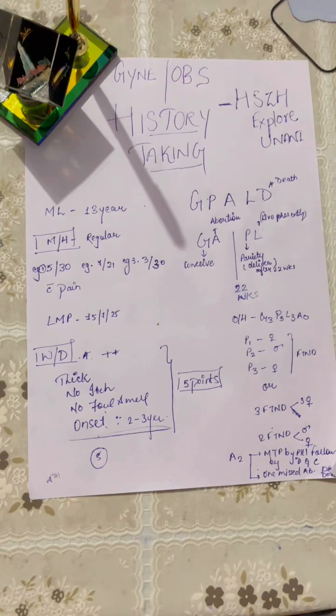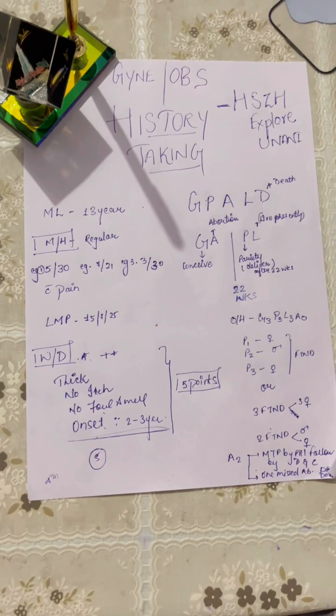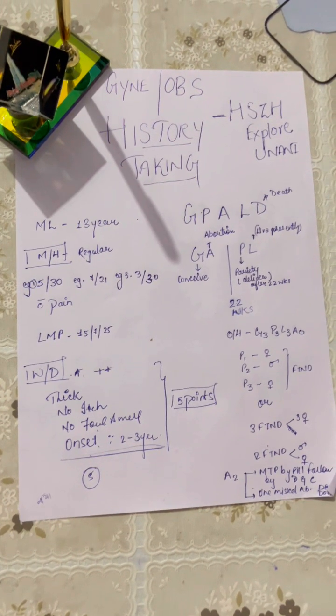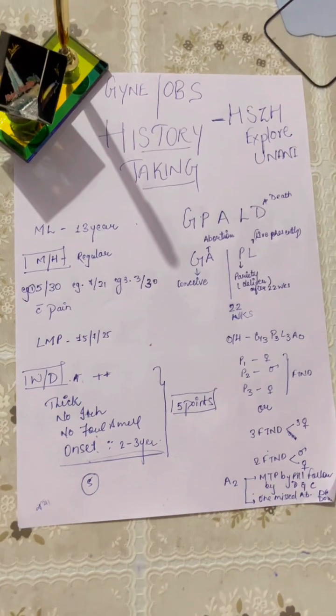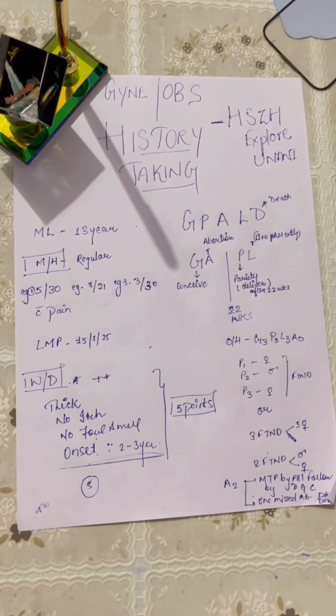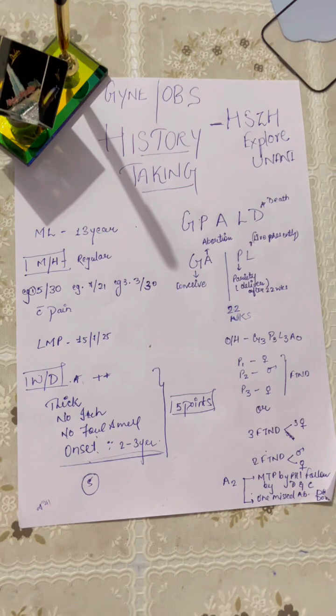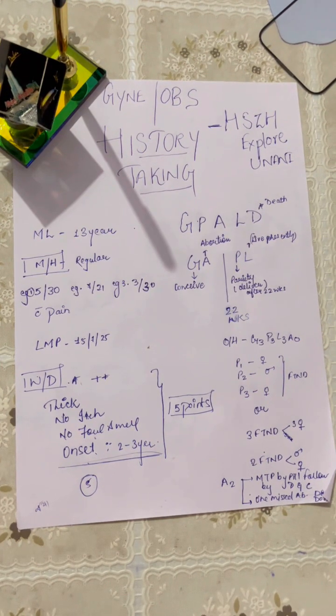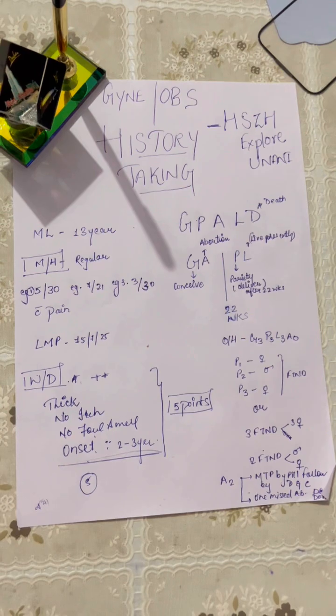Okay, assalamu alaikum. So today we will start OBS history, and the points covered are G, P, A, L, D. These 5 letters indicate G for gravida, P for parity, A for abortion, L for live birth, and D for death. So how do we know about all these 5 words? G is gravida, meaning how many times she has conceived, and P for parity.